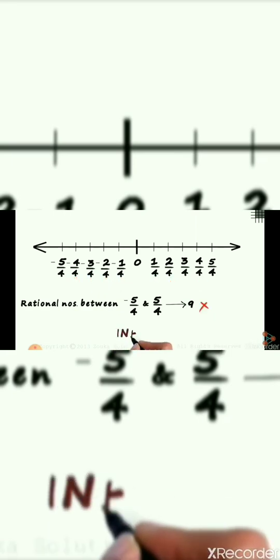Now let me ask you a similar question. How many rational numbers exist between minus 5 by 4 and 5 by 4? If you count the numbers on the board, you will see 9 rational numbers. Is that the correct answer? No, the correct answer is infinite. There are infinite rational numbers between any two rational numbers.